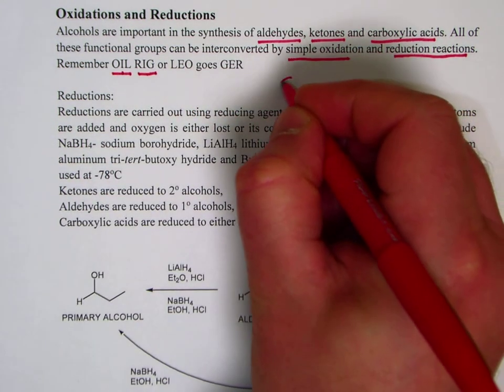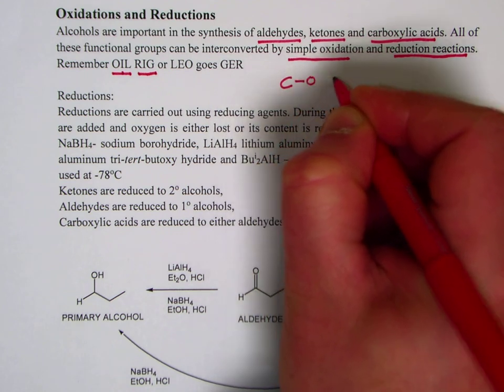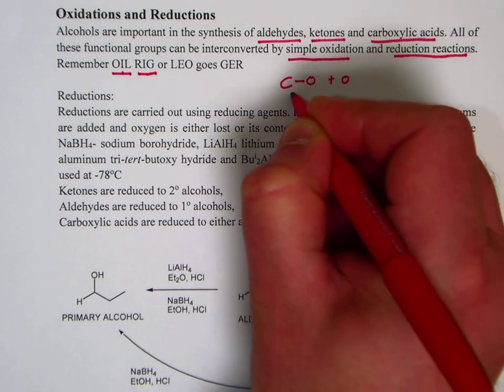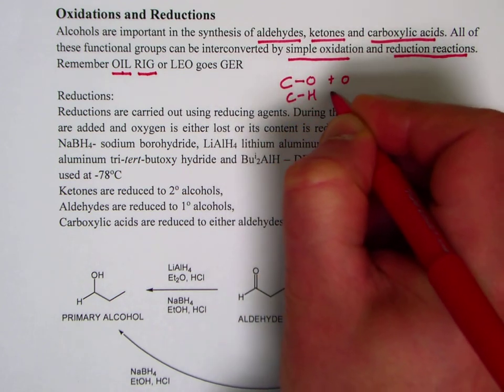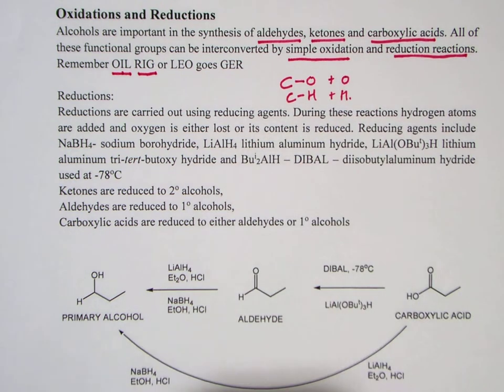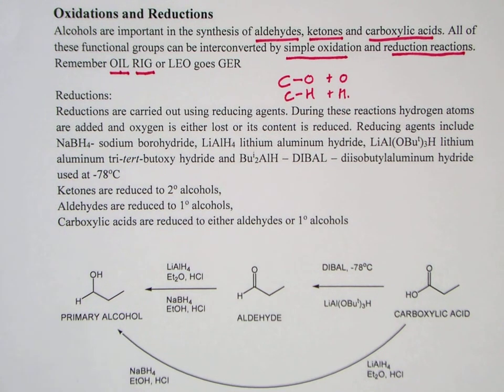But we also need to look at carbon. If it gains an oxygen, this is oxidation. And if carbon gains a hydrogen, this is reduction. So there's a number of factors we need to consider. So let's look at reductions here.